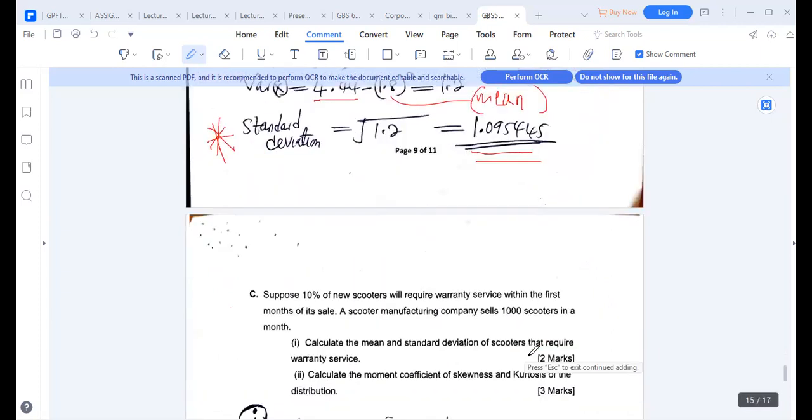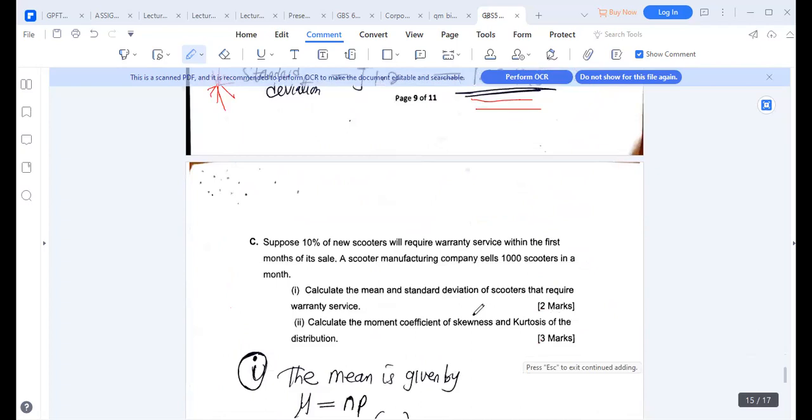Then we get to this other question, part C of this problem. Suppose 10% of scooters will require warranty services within the first month of sale. A scooter manufacturing company sells 1,000 scooters in a month, so this is a capital N. Calculate the mean and the standard deviation of scooters that require warranty service.